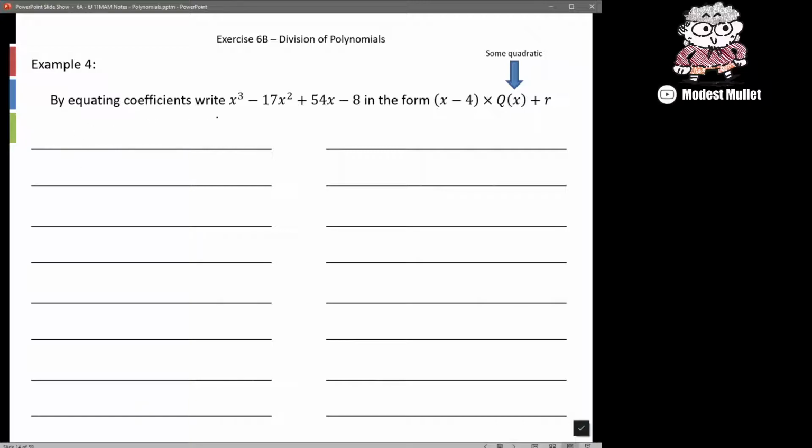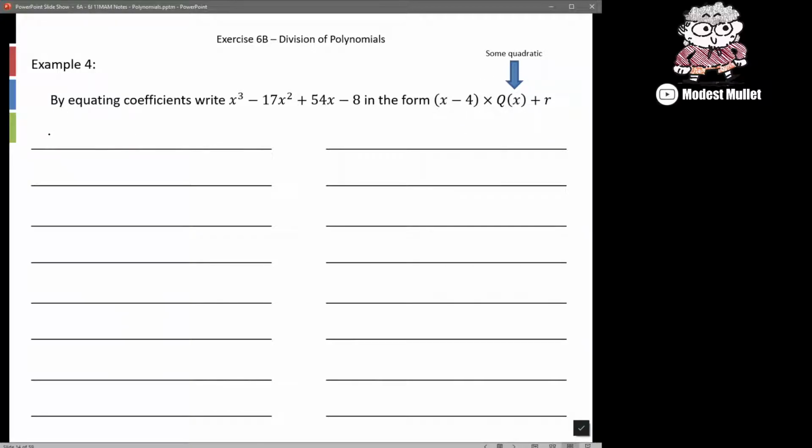Right here, so by equating coefficients, write x cubed minus 17x squared plus 54x minus 8 in the form of x minus 4 multiplied by something plus r. So this is that equating coefficients. And q of x needs to be a quadratic, and we know that because we're starting with an x cubed, we're dividing by an x, that means we're going to have some x squared term.